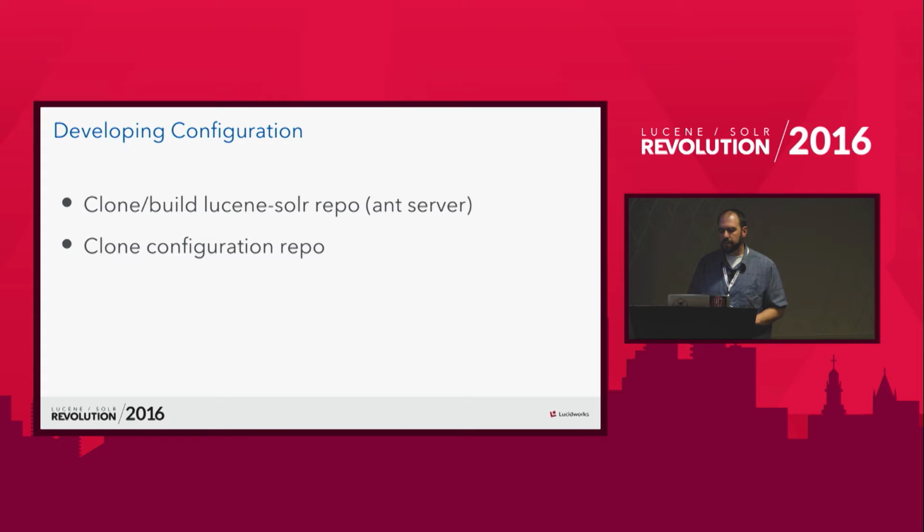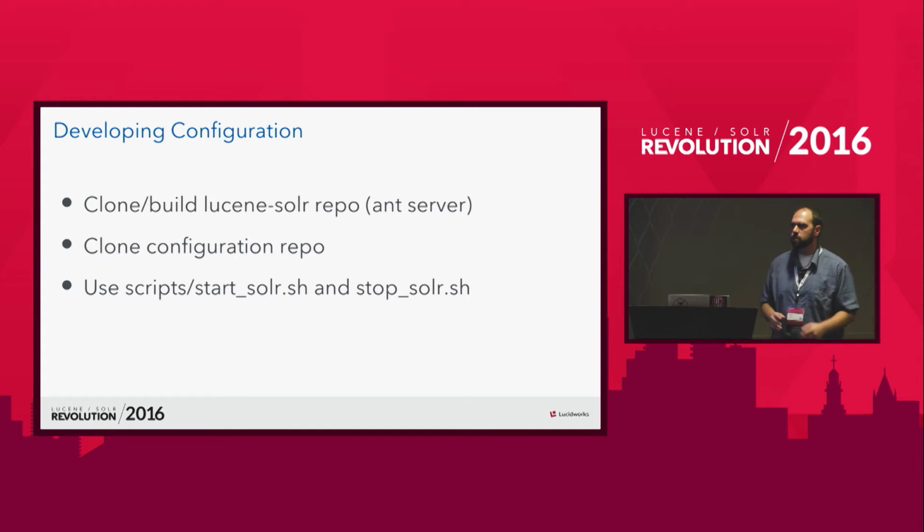And then if they clone the configuration repo, it includes scripts to start and stop Solr. And all these things do is run based off of where the Lucene Solr repository is. It will run the bin/Solr start and stop commands, passing a flag to use the home directory in the configuration repo as the Solr home. So they can develop their configuration, start Solr, it'll be running on their machine, and then they can stop it and test things. And you get rid of a bunch of development servers.